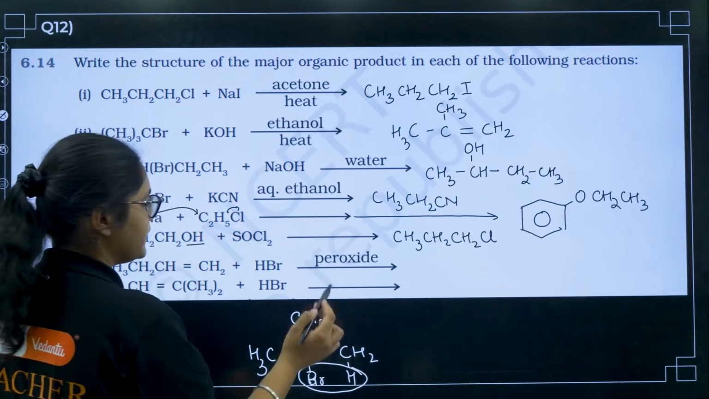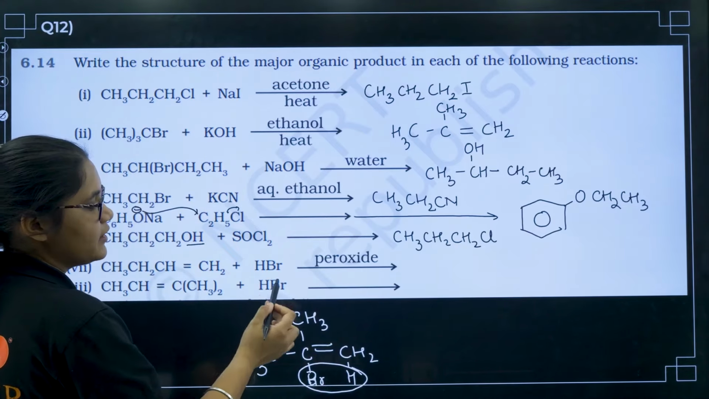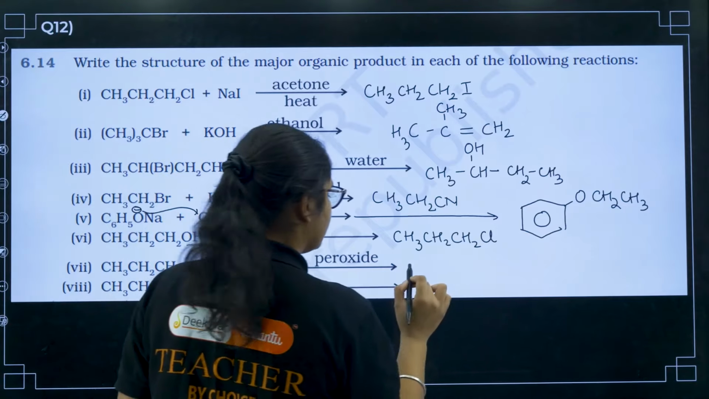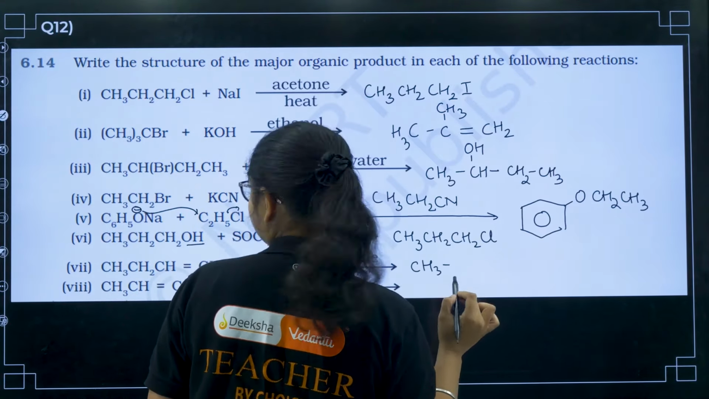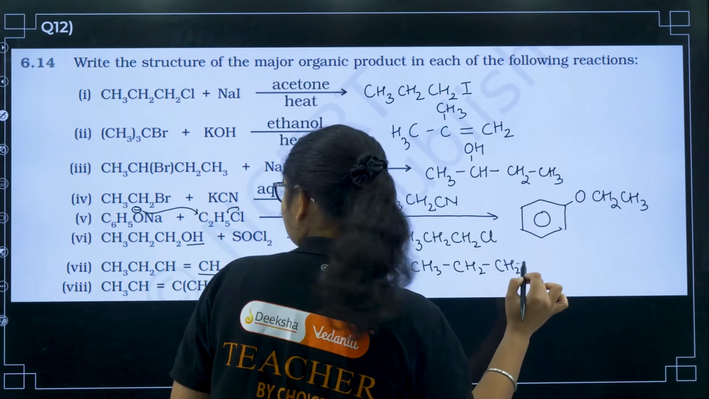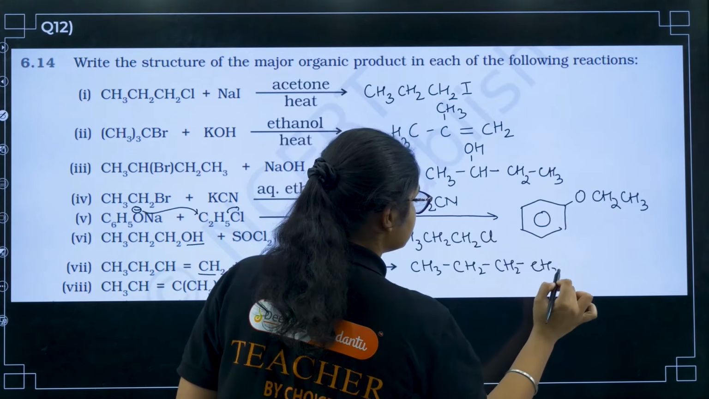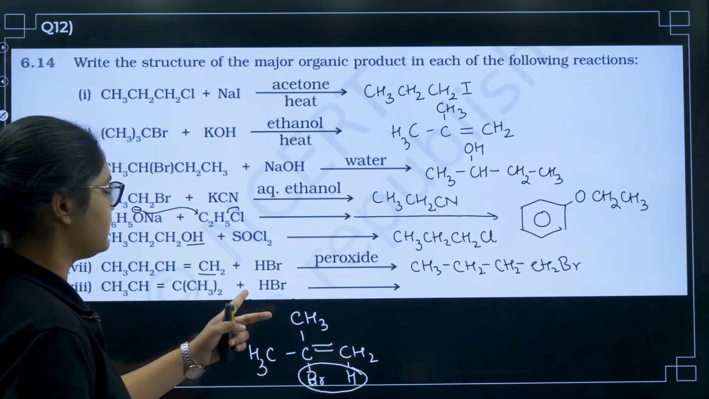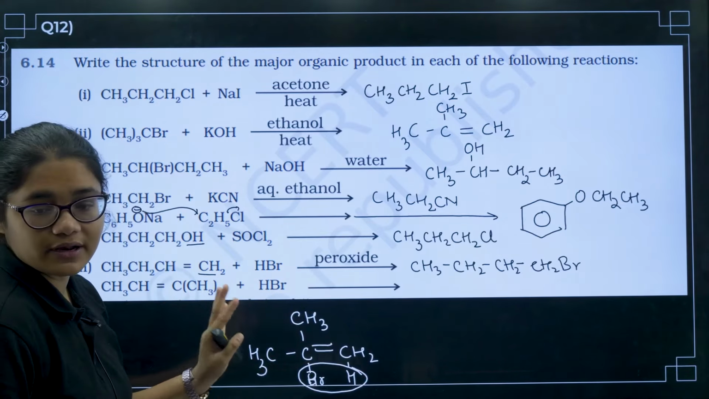Okay, next when you have peroxide with HBr, it is anti-Markovnikov's rule. Bromine will be added at the terminal carbon. So you will get CH3, CH2, CH2, CH2Br. Okay, next here you have taken only HBr without any peroxide.